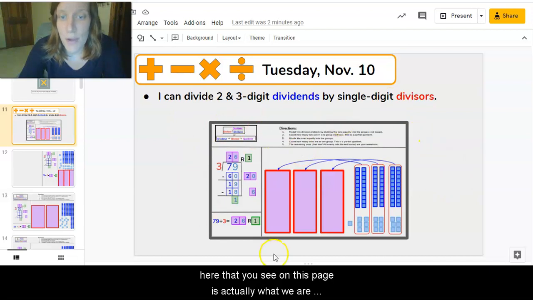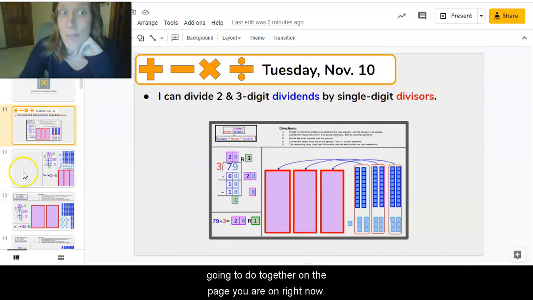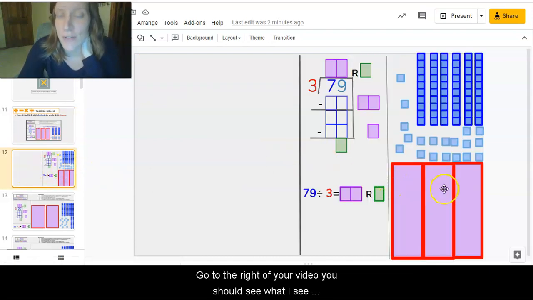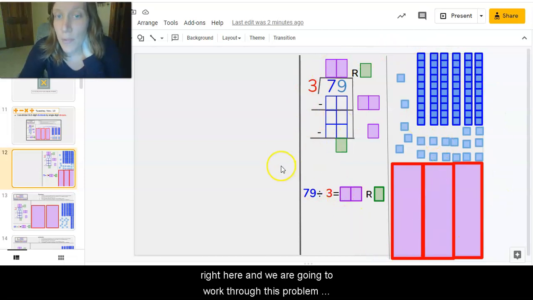So this problem right here that you see on this page is actually what we are going to do together on the page you're on right now. So to the right of your video, you should see what I see right here. And we are going to work through this problem together. So as I am working, you can be working with me.